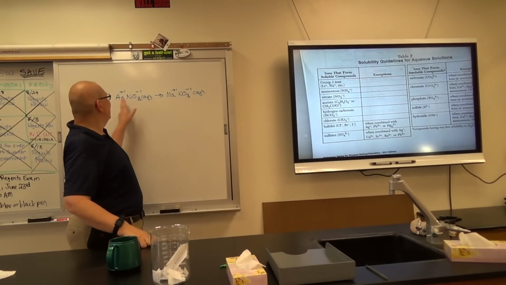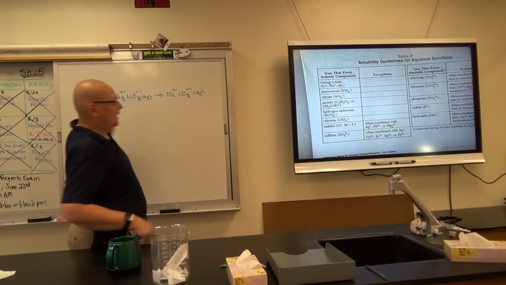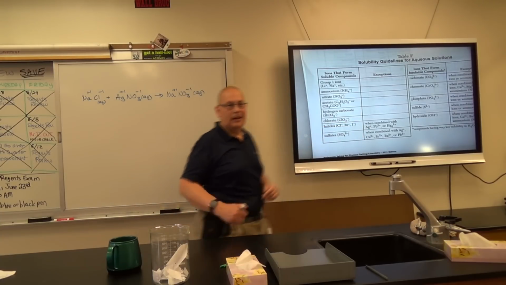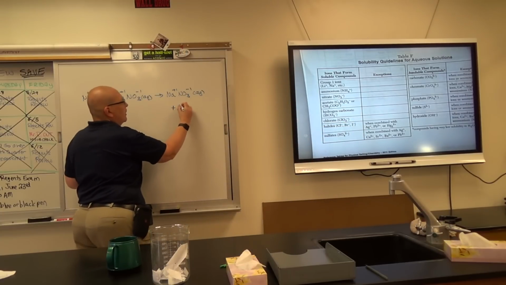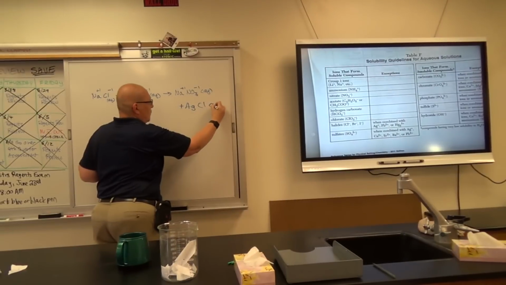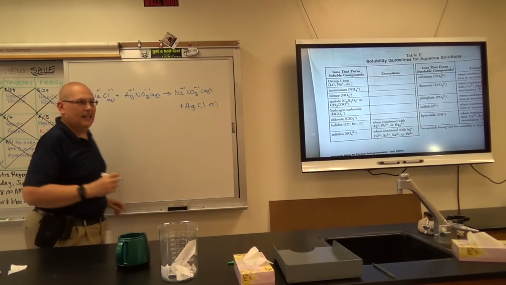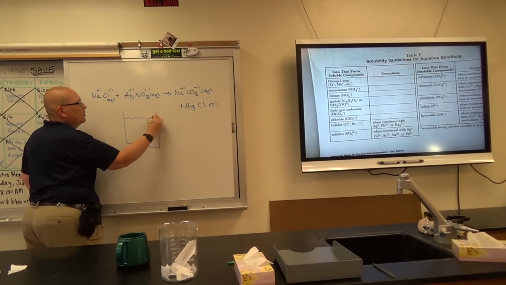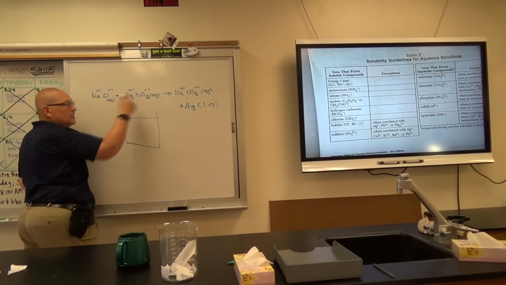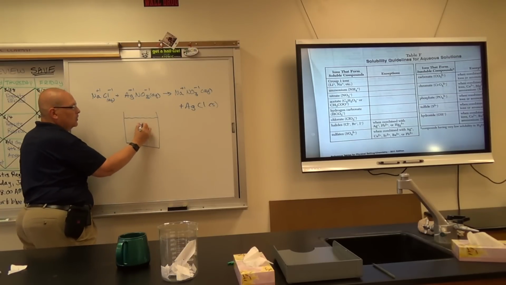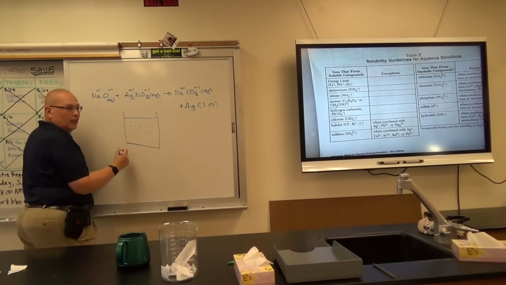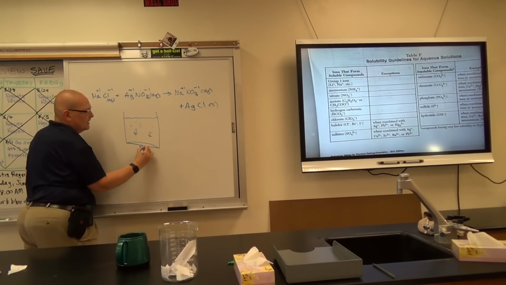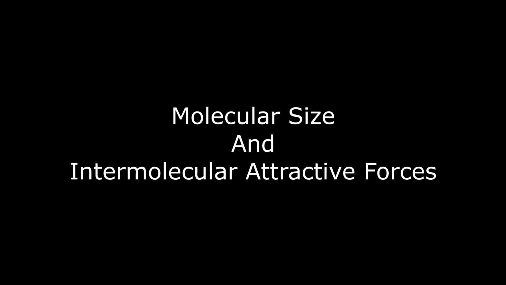However, silver and chloride come together. Chloride is soluble except when combined with silver. So it falls out of the solution as a precipitate. So we take a beaker, we mix the two aqueous solutions together, and then you start to see particles of silver chloride form, fall out, and settle to the bottom as a precipitate.